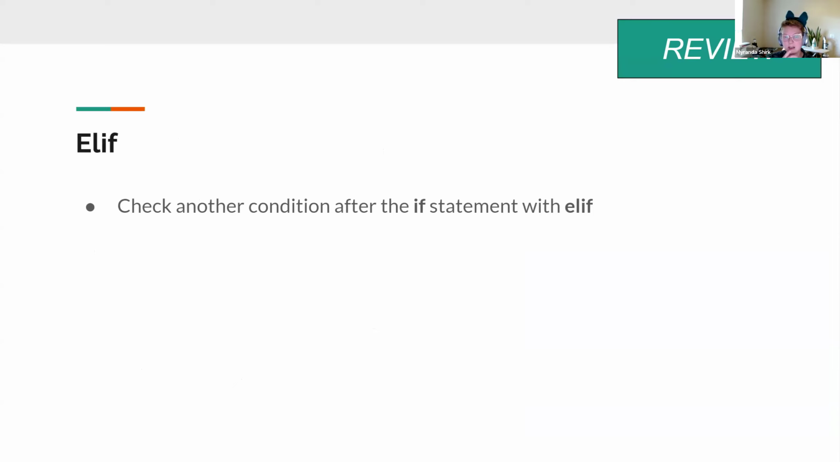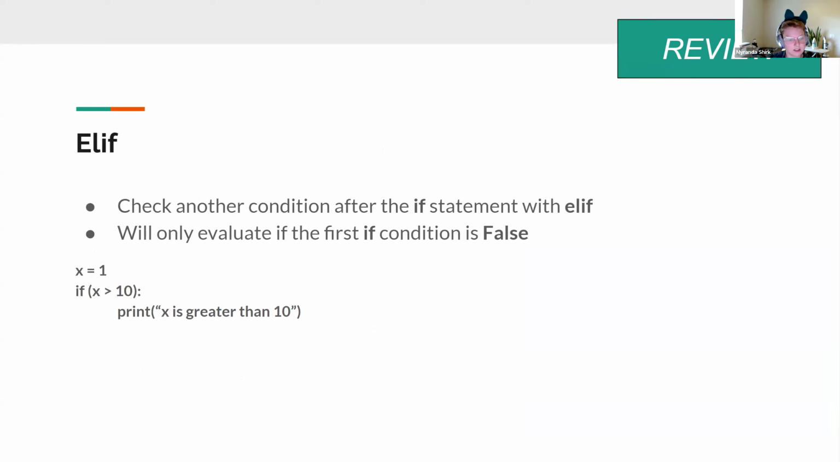But if we want to check more than one condition, we check the first condition with if. If that one is false, it's going to go to the elif. And it says, all right, this is the second condition I'm going to check. And this will also, just like the if statement, only evaluate if the first if condition is false. So let's look at this example here.